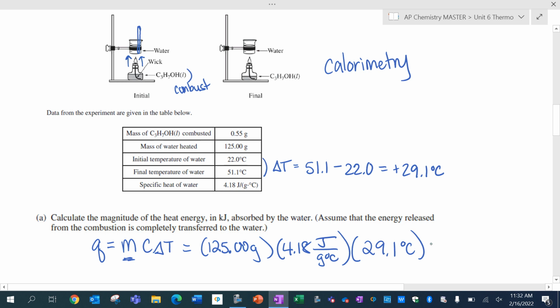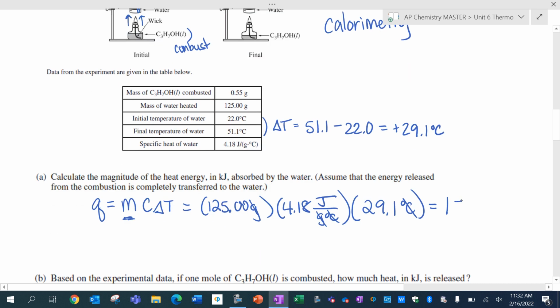29.1. And if I stop and solve here, notice how grams cancel, Celsius cancels. If I plug this into my calculator exactly, I get 15,204.75 joules, but that's probably not the right sig figs. Okay, let's check sig figs. This number has 5 sig figs.